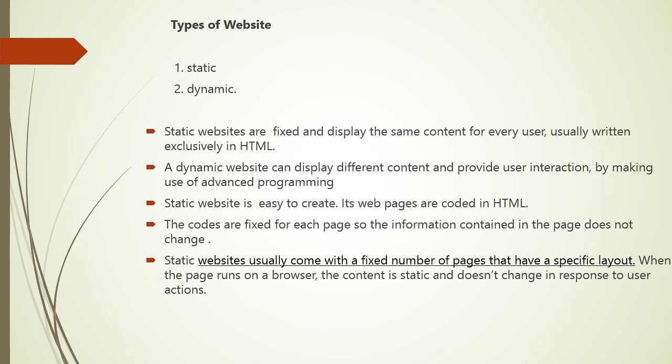Now consider what are the types of websites. Websites are separated into two different types, that is static and dynamic. Static websites are the ones that are fixed and display the same content for every user, usually written exclusively in HTML. A dynamic website, on the other hand, is one that can display different contents and provide user interaction by making use of advanced programming and databases in addition to HTML.